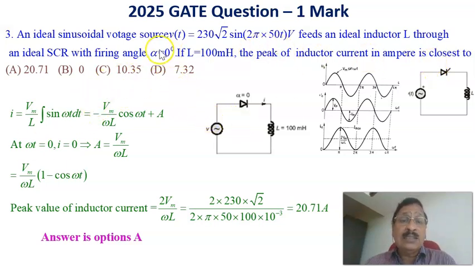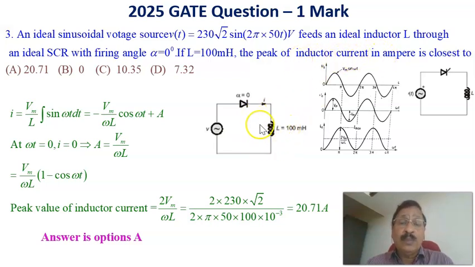For alpha equal to 0, the circuit can be considered as a pure diode, because alpha equal to 0. The inductance value is given as 100 millihenry, and the voltage source is 230 root 2 sine 2 pi into 50. Now the question is: what is the peak value of the inductor current?